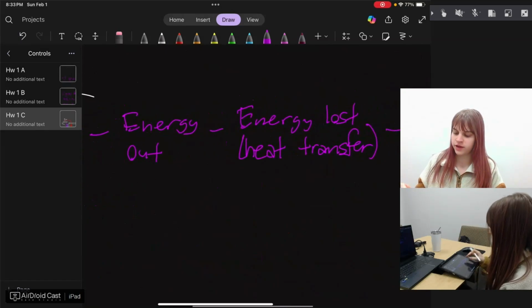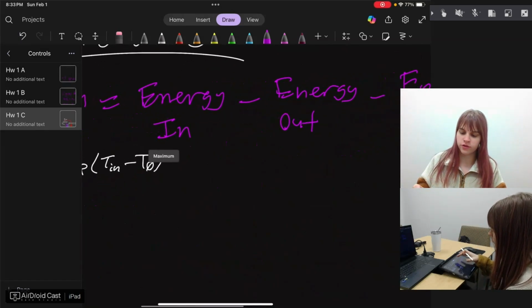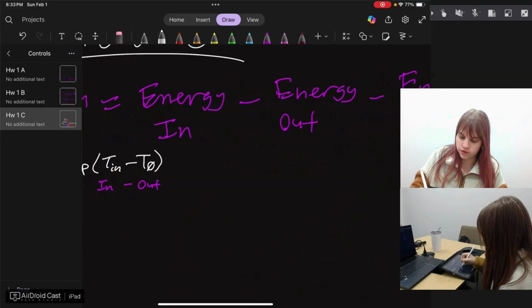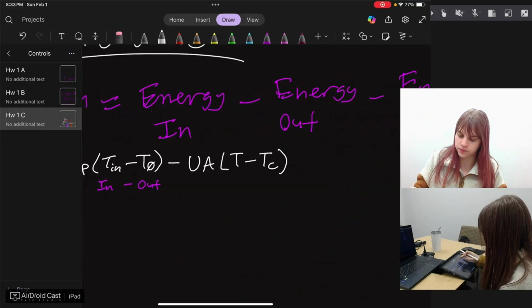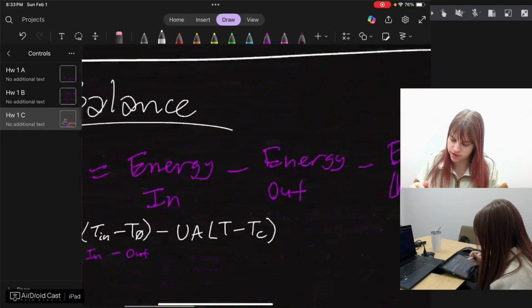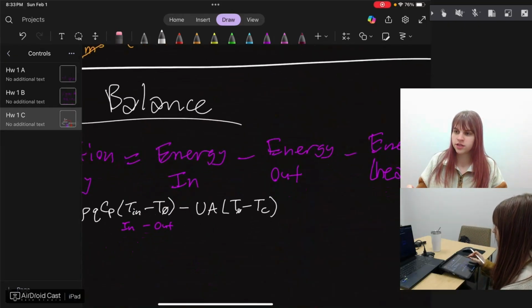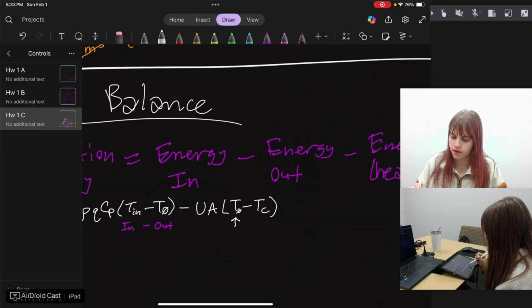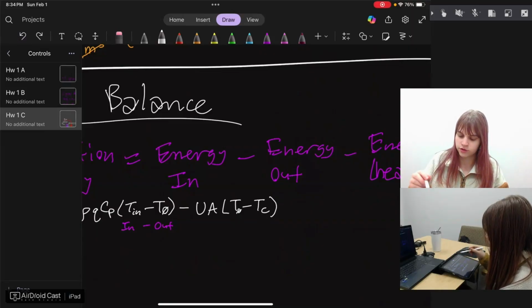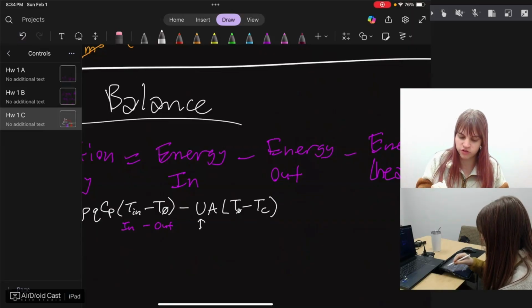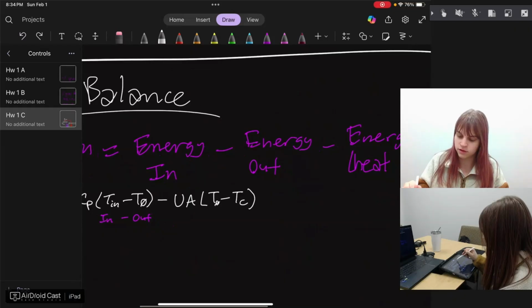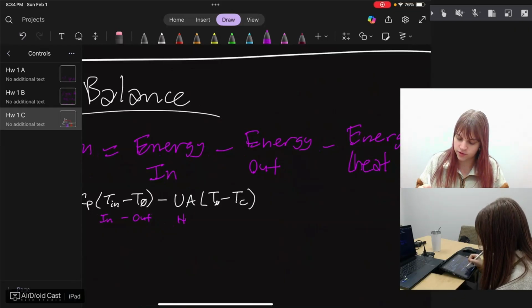We need to account for the energy lost due to heat transfer. So this is going to be UA times T minus TC, and this T is T naught. So that is the difference essentially between the temperature inside the tank versus the temperature in the jacket. This is going to cause heat transfer to occur, and this, like I said, is our overall heat transfer coefficient, multiplying that by the area. So that is the heat transfer.